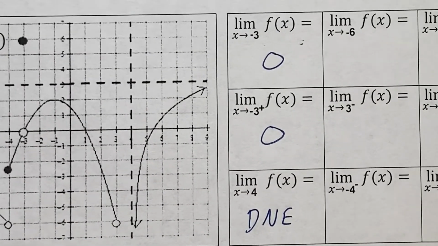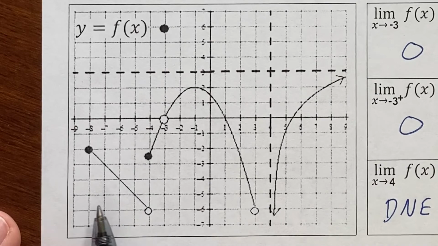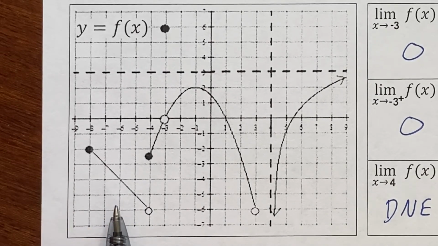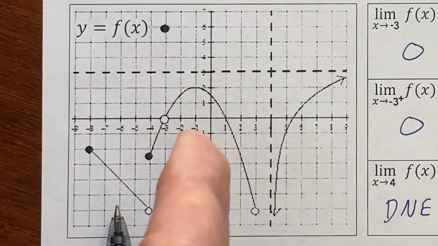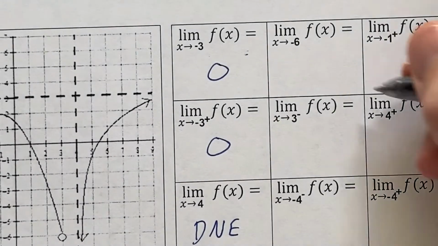As x approaches -6, so -6 is over here. There's -6. All right, what y value am I getting really, really close to? So from the left side, I'm getting really, really close to, what is that, -4? From the right side, I'm getting really, really close to -4. -4 is a real number, -4.